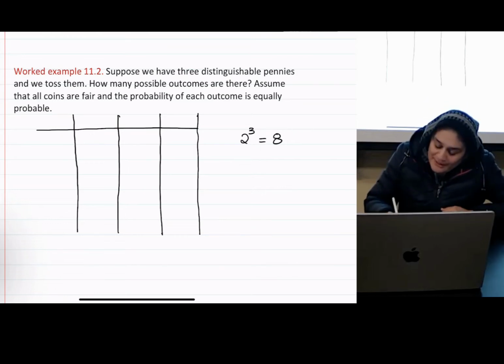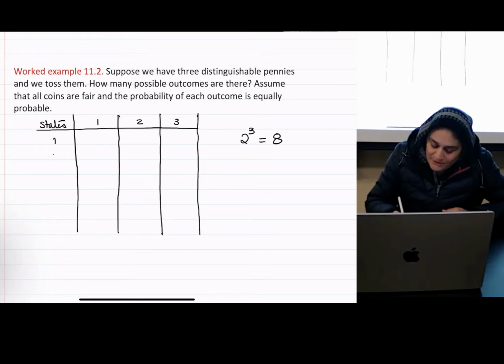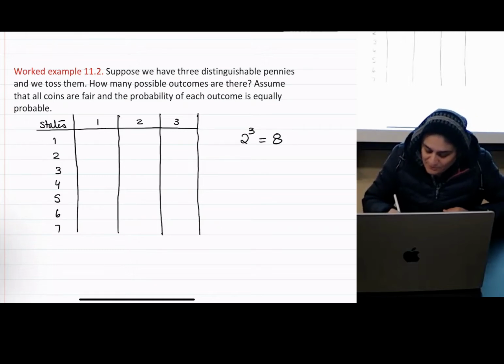Okay, so for penny 1, for penny 2, for penny 3, how many states could exist? 1, 2, 3, 4, 5, 6, 7. Oh, I messed up. 8. Maybe one more line.